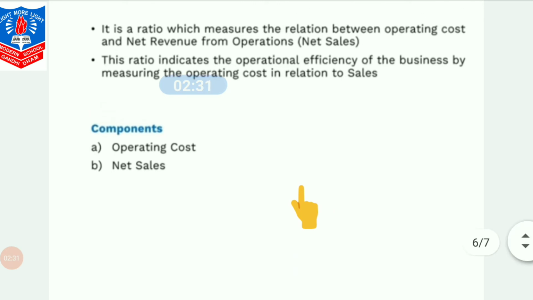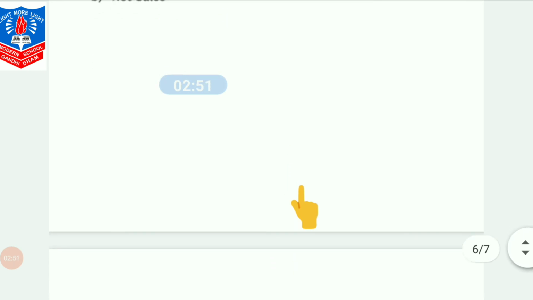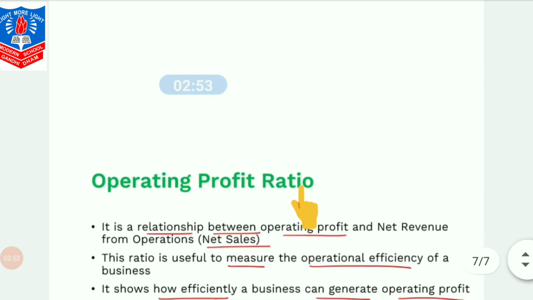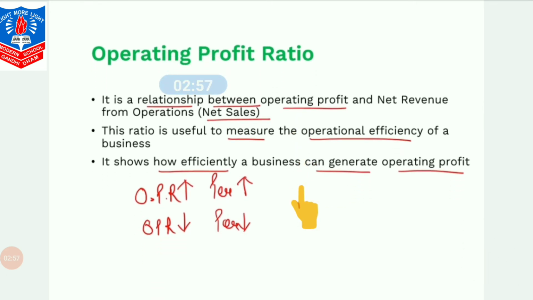Okay, the ratio indicates the operational efficiency compared to sales. Here, what is to be kept in the trend? Decreasing. The lower it is, the better. The lower it is, the fewer expenses come in compared to sales, so operational efficiency is reflected. In this connection only, next is operating profit ratio.